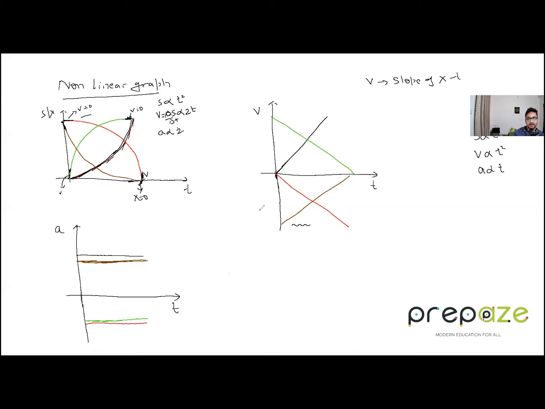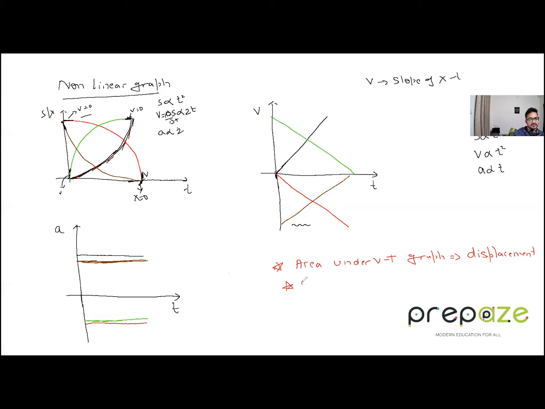So hope I have made all the graphs clear. Please do try them by yourself and check whether you can get them or not. Okay, this was basically about the graphs. A few more important points I want to write over here. I have already mentioned previously that the area under VT graphs gives the displacement.